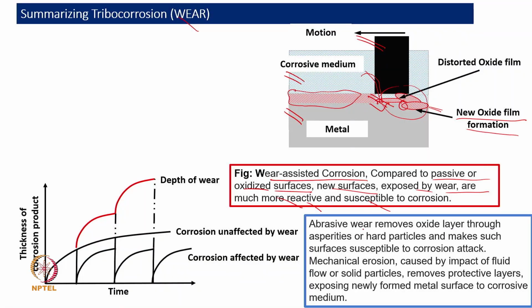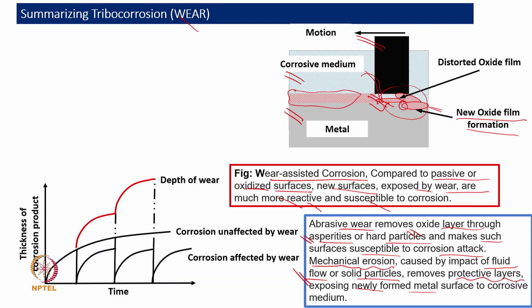So what we say in this is that abrasive wear removes the oxide layer through asperities or hard particles. Asperity contact is two body abrasion, and there is also three body abrasion, which then makes surfaces susceptible to corrosion attack. Another possibility is mechanical erosion. Erosion can be cavitation erosion, fluid erosion, particle erosion, or solid particle erosion, impacted by fluid flow or solid particles. It removes the protective layer and exposes a newly formed metal surface, or virgin surface, to corrosive media, so that a new layer gets formed on that.